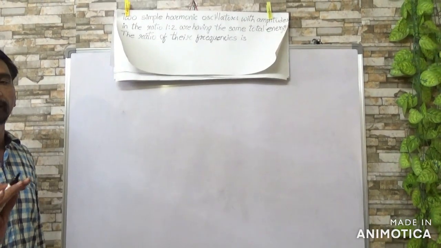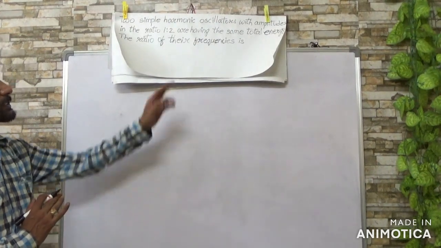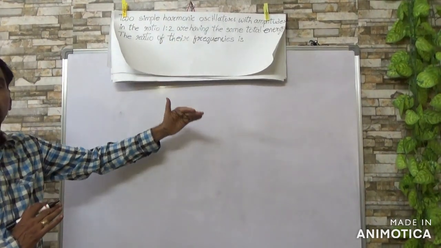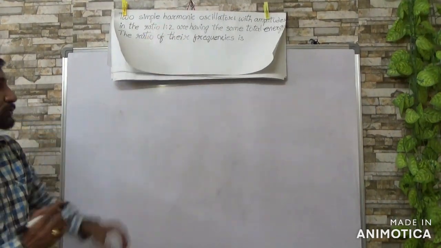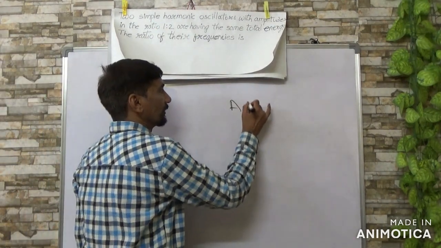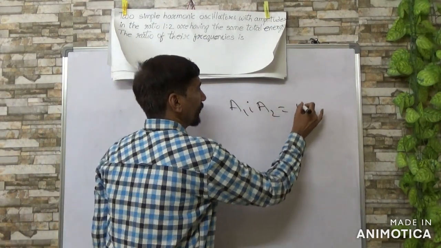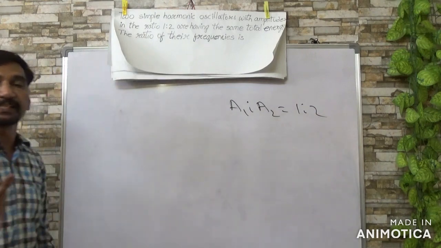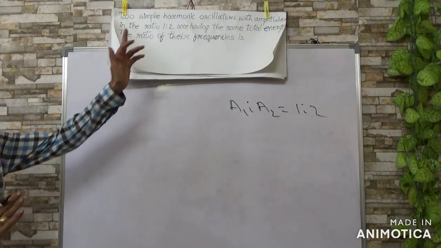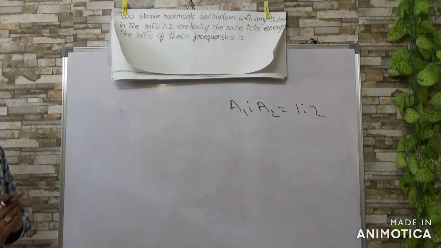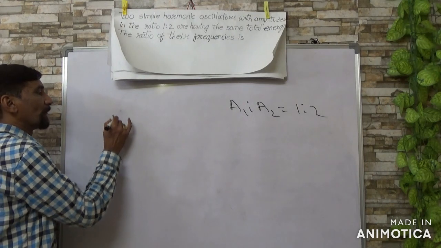Now about the given problem. Two particles are executing SHM, and their amplitudes ratio is given as 1:2, and they said they have equal energies. Just find the ratio of their frequencies. So you are given two particles.